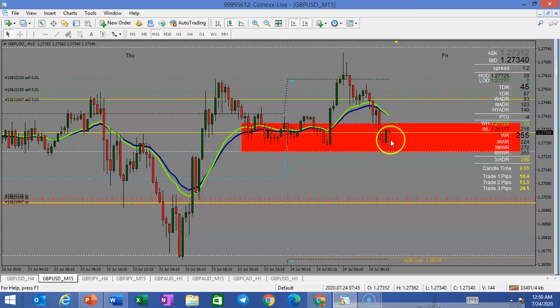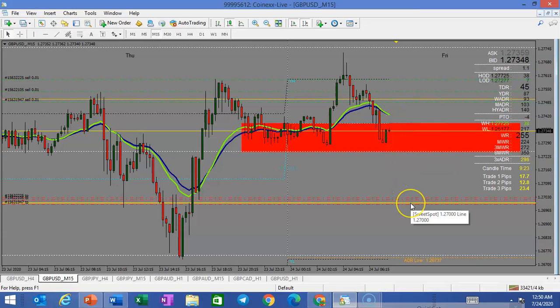Because price is showing us the closer it is to this level, 1.275, the closer it is to trading at this level, up and down, up and down, up and down, the closer it will be to breaking this level. More than likely, we want to see price break this level, retest, and then on the retest, we will sell down to our institutional level of 1.27 thousand.